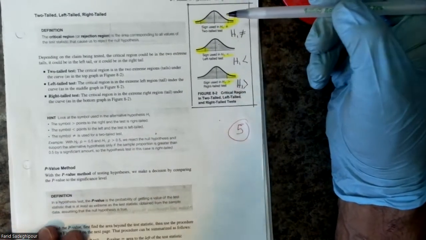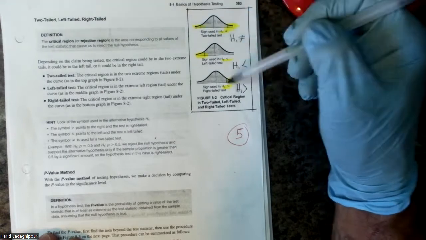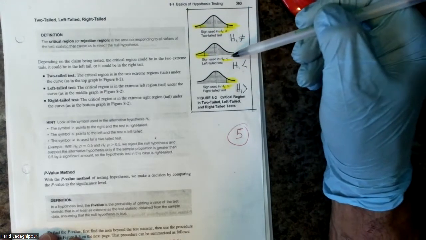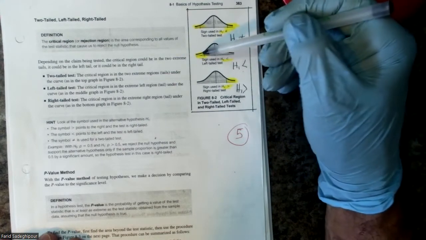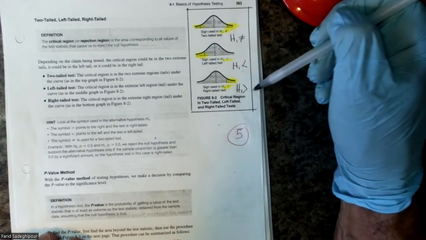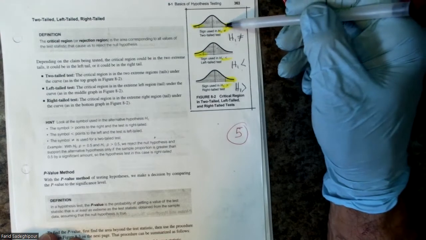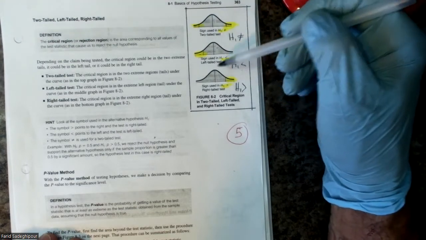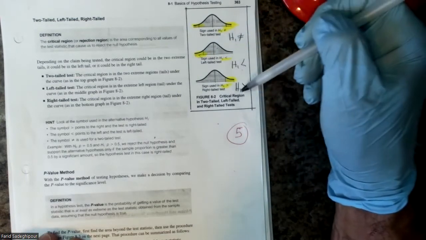Now, in these sections, our graph could be two tails or could be one tail. When it's one tail and the tail is on this side, then we say less. They call it left tail. They call this right tail. Right tail is when H1 is greater. So H1 determines whether you have two tails or one tail. And if it's one tail, H1 determines whether it's a left tail or right tail.